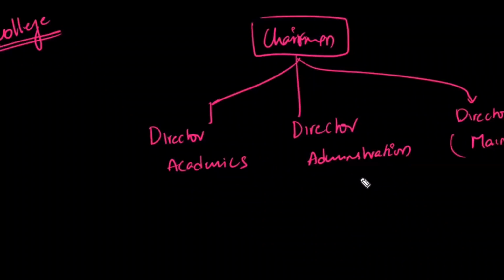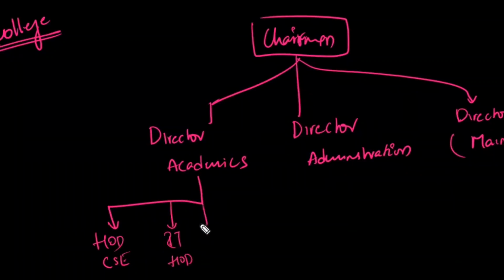Faculty salaries and everything will be handled by the administration department. Whether the faculty are engaging with the students and delivering good content or not will be checked by the director of academics. Under the director of academics, we have the HOD of the CSE department, the IT department, the EC department, whatever departments there are. Under each HOD, we have professors, associate professors or assistant professors. If you form a list like this from top to bottom, this list is called a hierarchy.